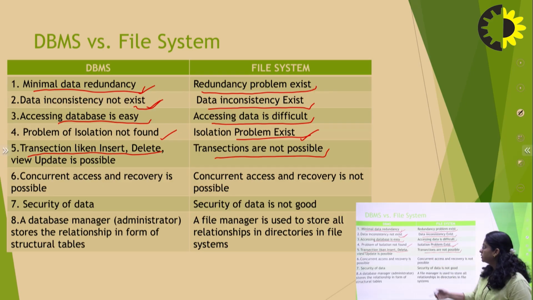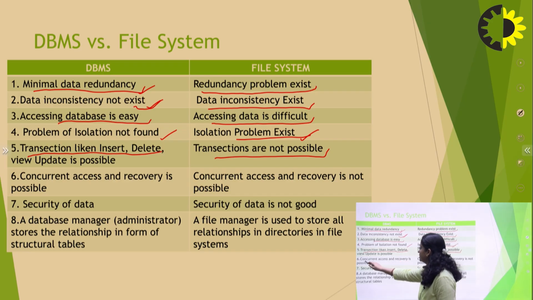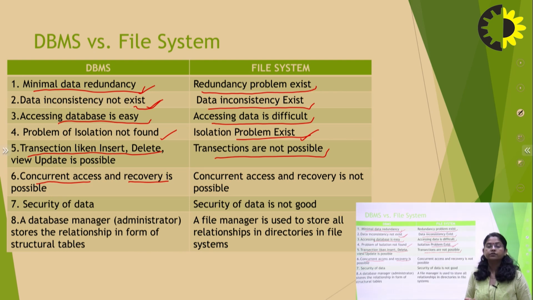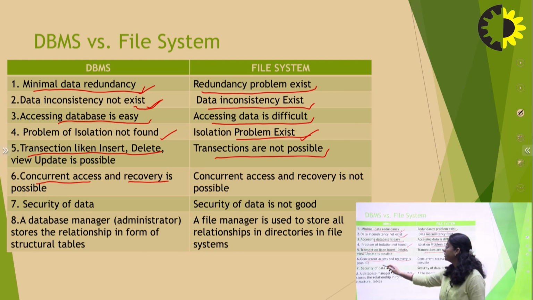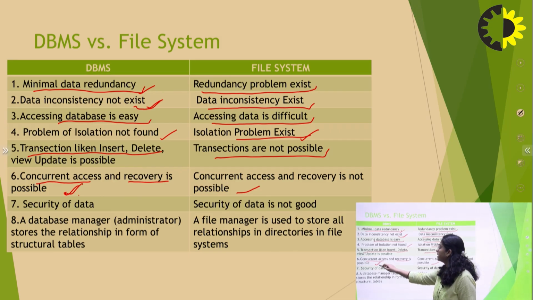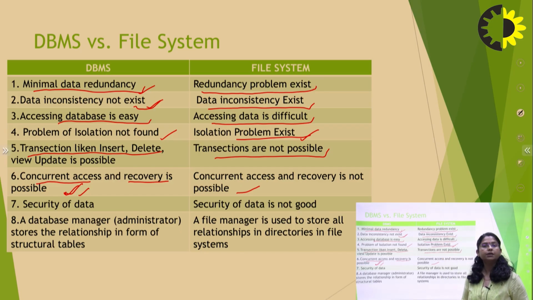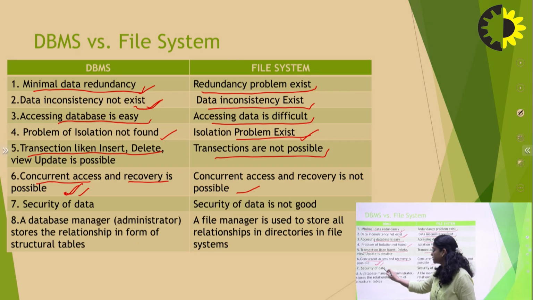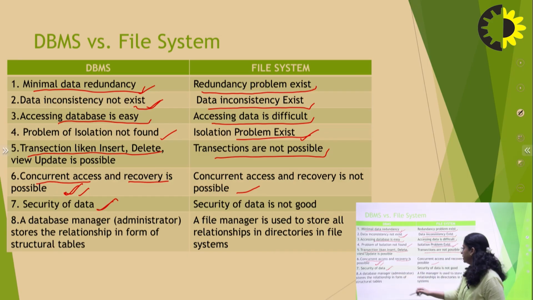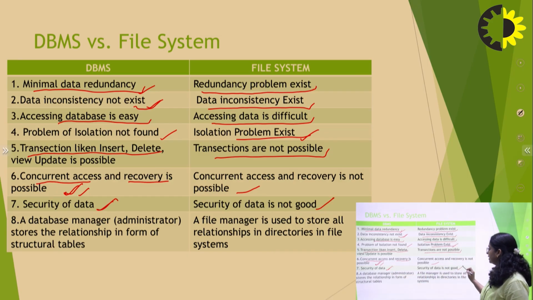So, next is concurrent access and recovery is possible. Concurrent access of data and recovery is possible with database management system, and concurrent access and recovery is not possible with file system. So, this is a very good example and advantage of database management system, so that multiple users can use the same database from different locations. Security of data is also important. So, DBMS provides security of data in comparison to file system.